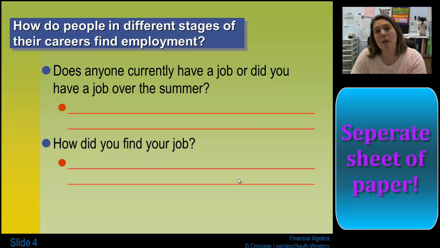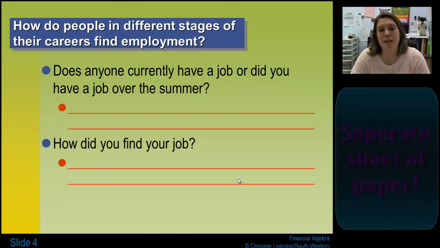And then how did you find your job? Do you work for a family? Did a friend of yours tell you, hey, I found this job, do you want to come and work with me? How did you get the job that you have now, or that you had in the summer, or that you're going to have this coming summer? Go ahead and fill in those two questions in your notes as well as on a separate sheet of paper, please.